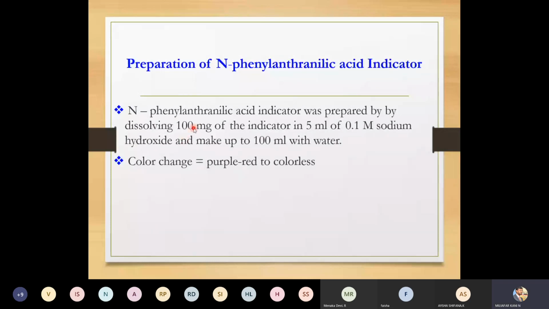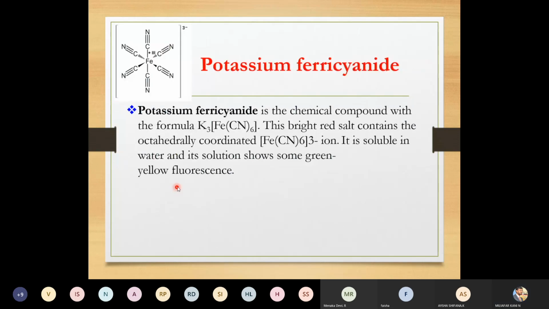And how to prepare the N-phenylanthranilic acid indicator? N-phenylanthranilic acid was prepared by dissolving 100 milligrams of the indicator in 5 ml of 0.1 sodium hydroxide and making up to 100 ml with distilled water. What happens here by using this type of indicator is the color changes from purple to purple red to colorless. The next one, potassium ferricyanide.